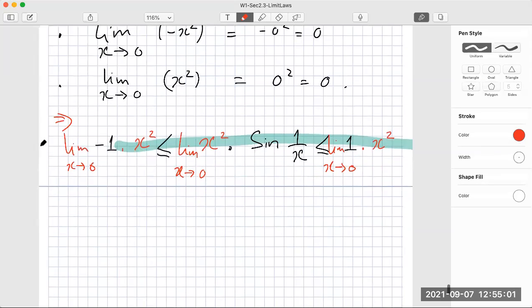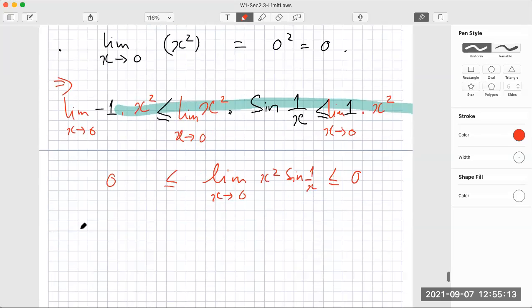And we see that 0 is smaller than the limit as x goes to 0 of x squared sine of 1 over x, which is smaller than 0. Therefore, we have what we need to show, right? So we have to use it because this is undefined at x equal to 0, okay? By the squeeze theorem.